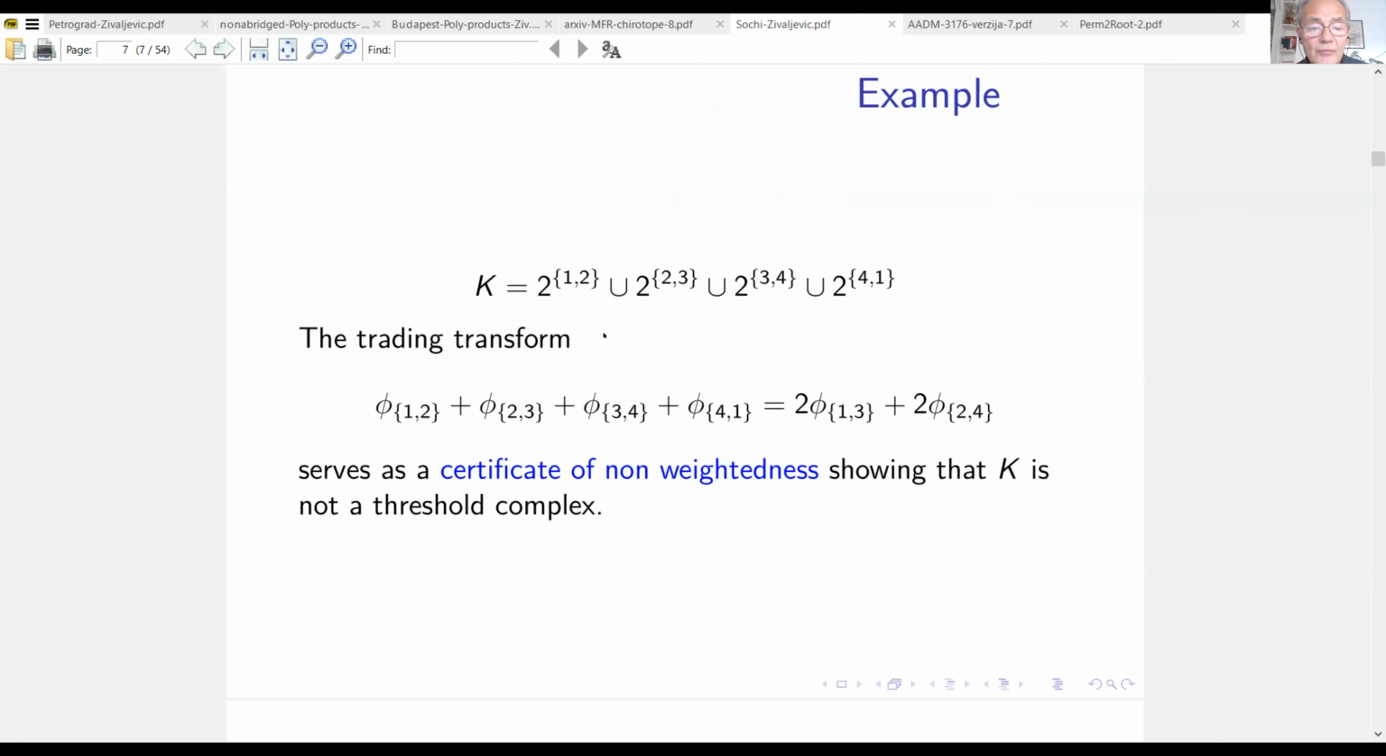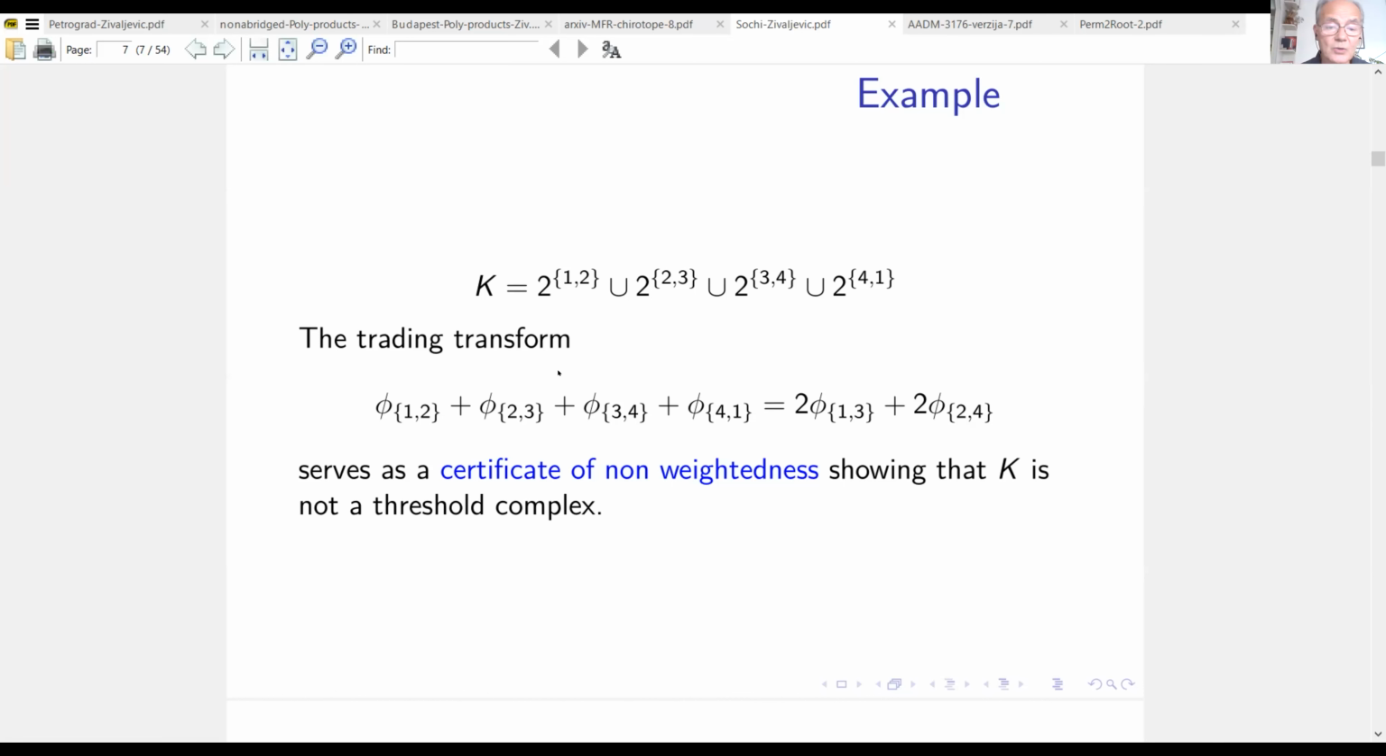And then you observe that losing coalitions are {1,2}, {2,3}, {3,4}, {4,1}, while winning coalitions are {1,3} and {2,4}. And this is obviously a trading transform. If a trading transform exists for a given simple game, it guarantees that it is not a weighted majority game.